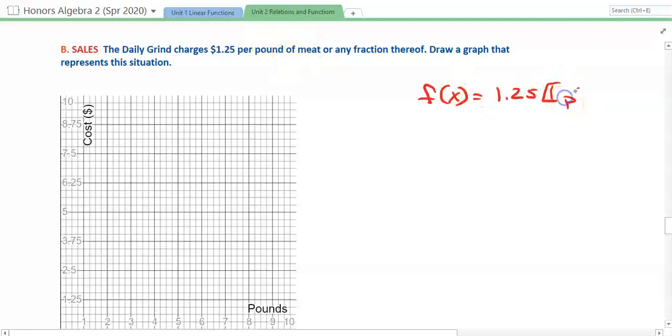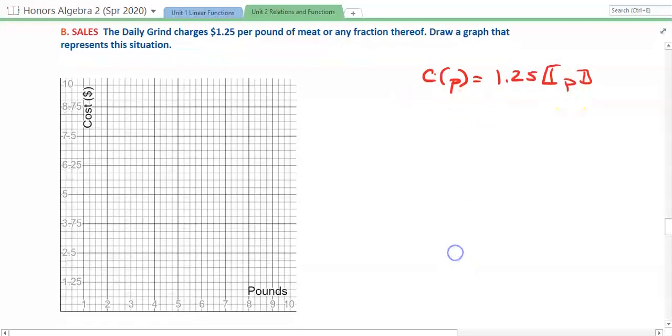number of pounds. So we could use P, right? We could change our function notation to a P for pounds or L for pounds because that's the abbreviation LB. And we could even change our F to a C, right? So the cost based on the number of pounds. And so graphing this, we'll go to our graph here.